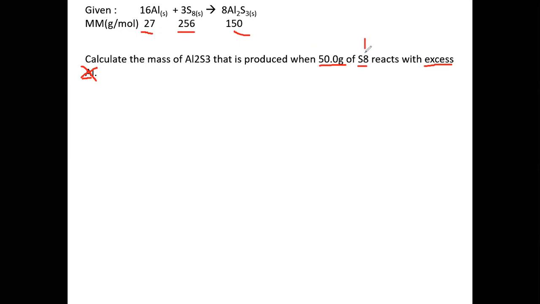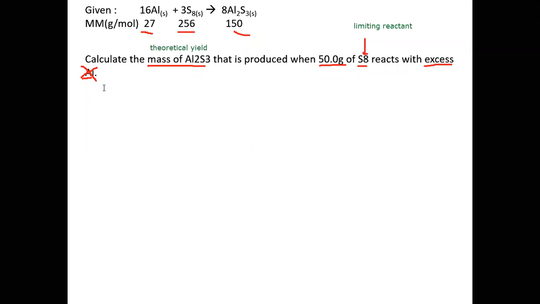So in this case, sulfur is the limiting reactant. So that's going to get all used up. Now the mass of aluminum sulfide that we calculate is referred to as the theoretical yield. So if we were to do this reaction perfectly with 50 grams of sulfur and excess aluminum, how much aluminum sulfide can we produce?